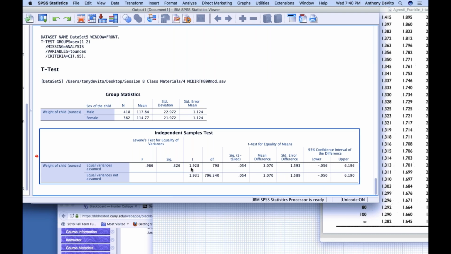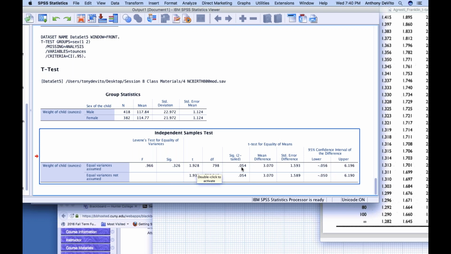Okay, so the t-score is 1.98 that we calculated. Our degrees of freedom is 798. The p-value, the probability I would be wrong if I reject my null hypothesis, is 0.054. In other words, my chance of being wrong if I reject my null hypothesis is about 5.5%. Okay, what's my alpha? Remember what my alpha was? 5%, right? So I have more than a 5% chance of being wrong if I reject my null hypothesis.